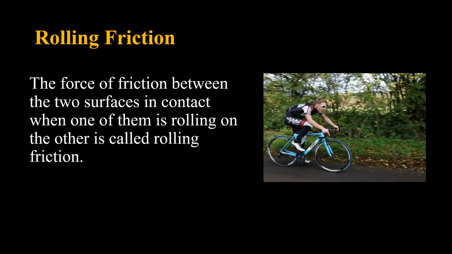So we learn about rolling friction. The force of friction between two surfaces in contact when one of them is rolling on the other is called rolling friction. For example, the friction of a ball rolling on a floor is rolling friction. Rolling friction is less than sliding friction.